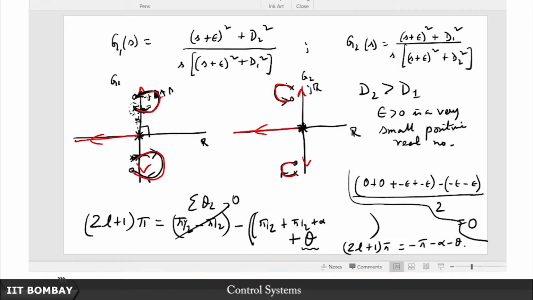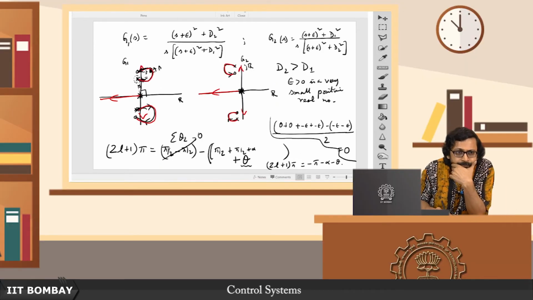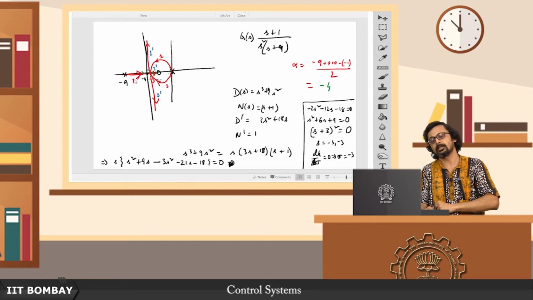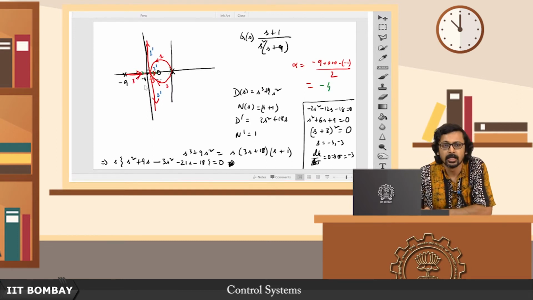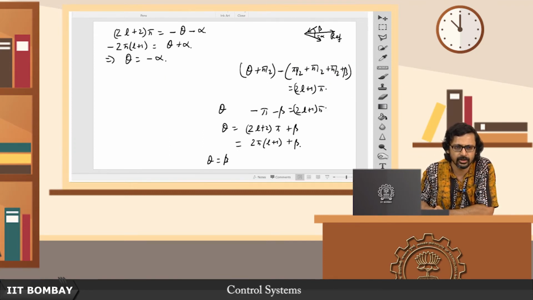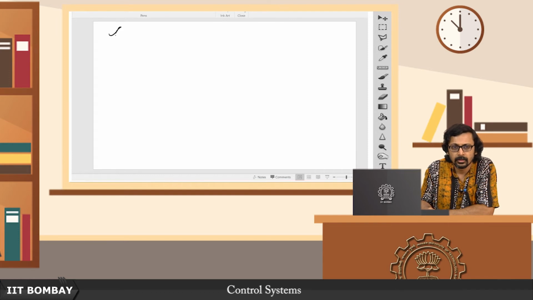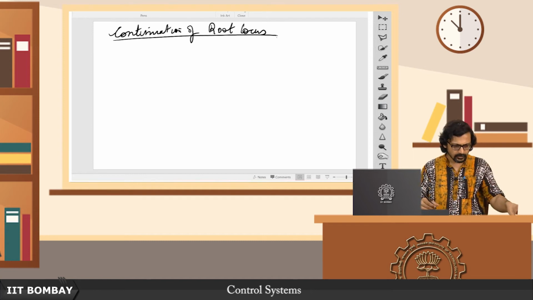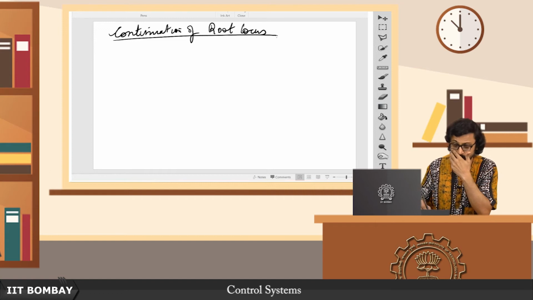Now, if you indulge me a little, I would want to go back to the example we discussed in the previous class. There is a connection with this angle of arrival and departure, and that connection can be established through something called continuation of root locus.